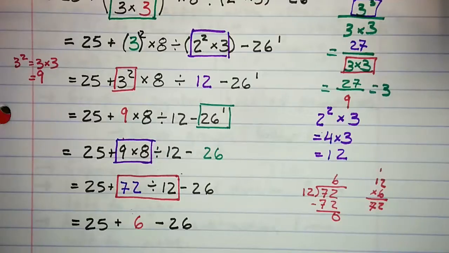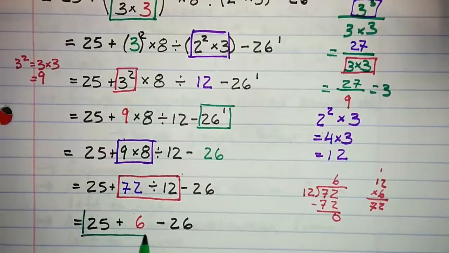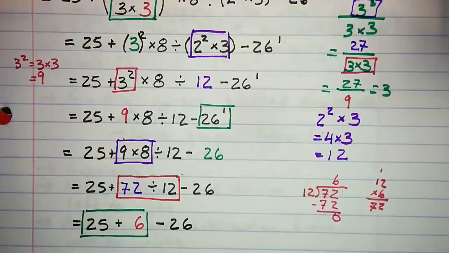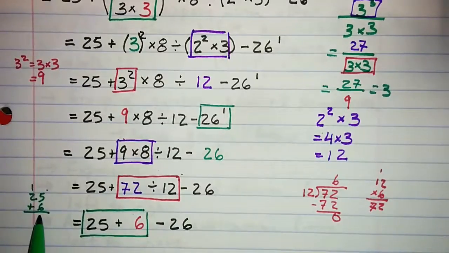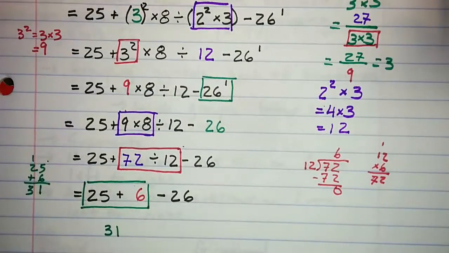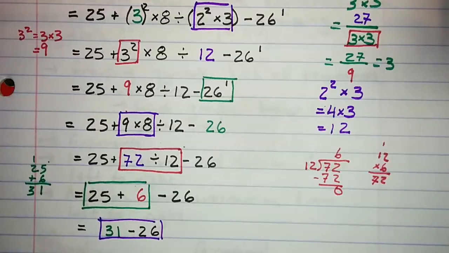Now it's time for what? Addition and subtraction, again from left to right. So here is an instance of addition. 25 plus 6. 5 plus 6 is 11. 1 plus 2 is 3. This is 31. And then the only remaining operation is this subtraction.